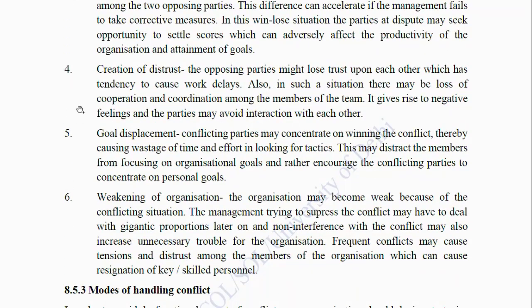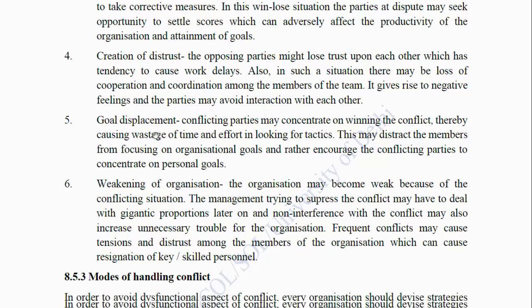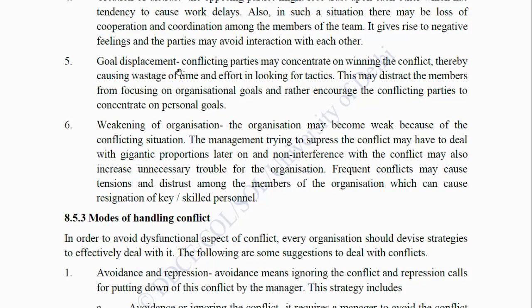Number 4. Creation of distrust. The opposing parties might lose trust upon each other, which has the tendency to cause work delays. It gives rise to negative feeling and parties may avoid interaction with each other. Number 5. Goal displacement. Conflicting parties may concentrate on winning the conflict, thereby causing wastage of time and effort in looking for tactics. This may distract the members from focusing on organizational goals and rather encourage the conflicting parties to concentrate on personal goals.